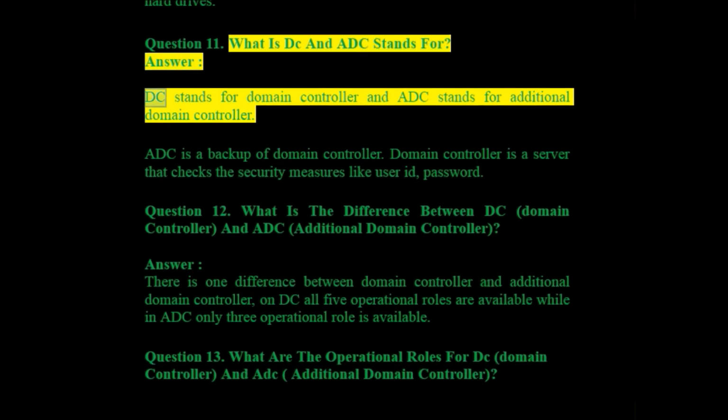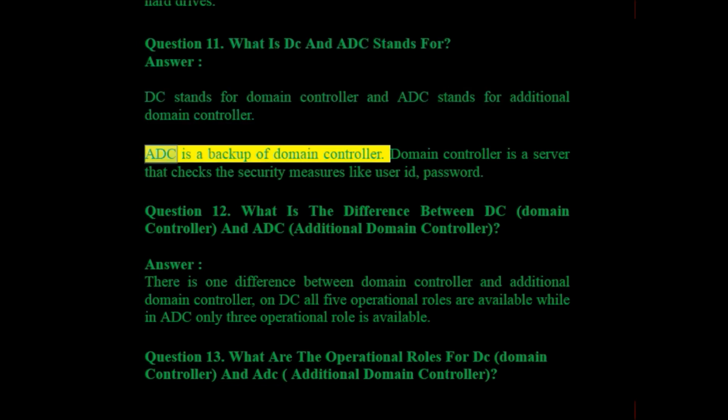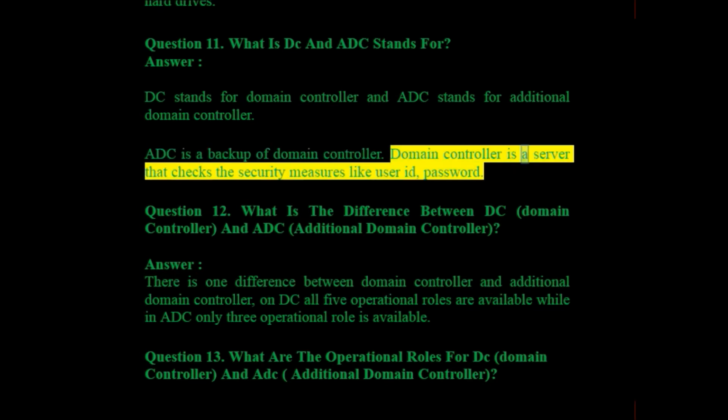Question 11. What do DC and ADC stand for? Answer: DC stands for Domain Controller and ADC stands for Additional Domain Controller. ADC is a backup of the Domain Controller. Domain Controller is a server that checks the security measures like user ID and password.